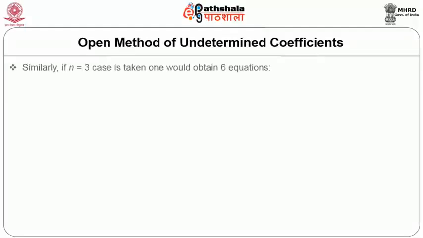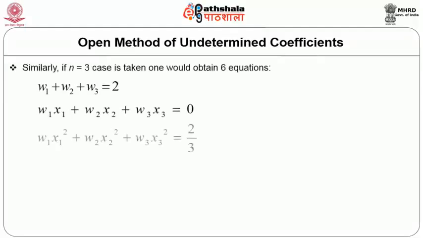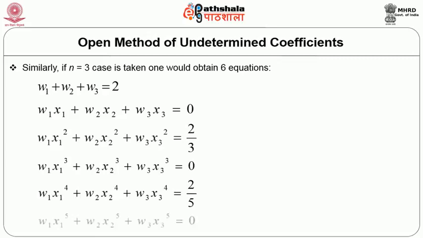When n is equal to 3, there are 6 unknowns W1, W2 and W3, and x1, x2, x3, and we can derive the equations to be solved in the same fashion by substituting f(x) equal to 1, x, x square, x cube, x raised to 4 and x raised to 5 in this case, because n is 3. So, this formula gives us correct result when f(x) is a polynomial of degree less than or equal to 2 times 3 minus 1, that is 5. So, we will get 6 equations to be solved in W1, W2, W3 and x1, x2, x3.